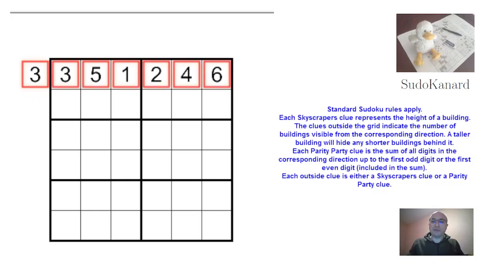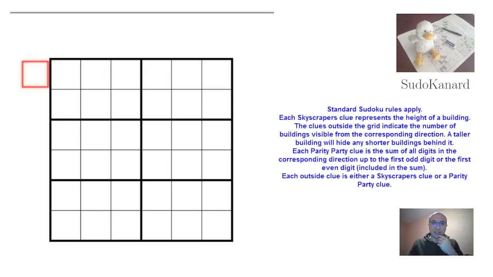And my point is that I want to put clues on the borders, and it's up to the solver to determine whether they are Parity Party clues or Skyscraper clues, and I should not exclude the possibility that they be both of them. So how do I set such a puzzle? And it's the first time I've used this set of rules. I've just thought about it. So what do I do?